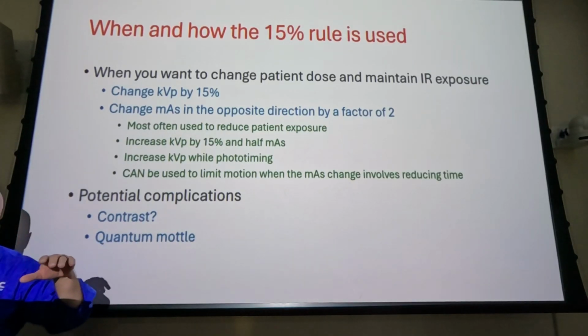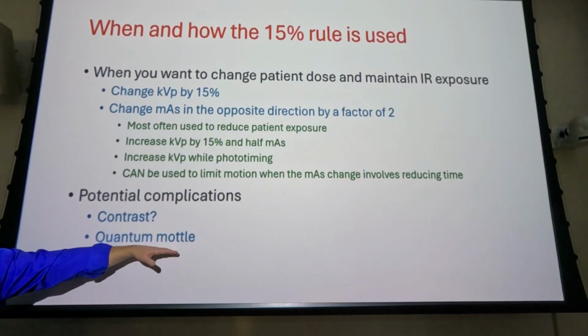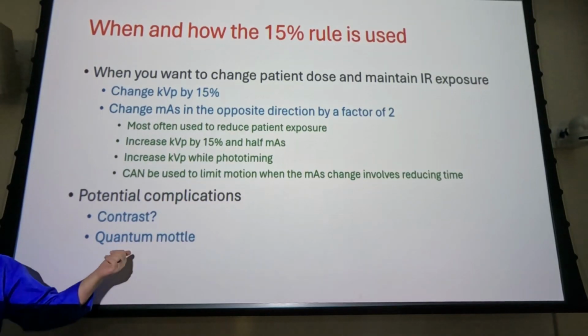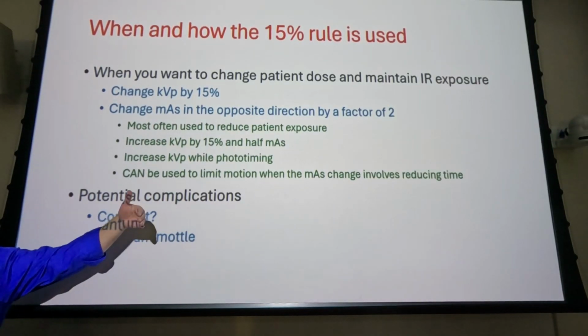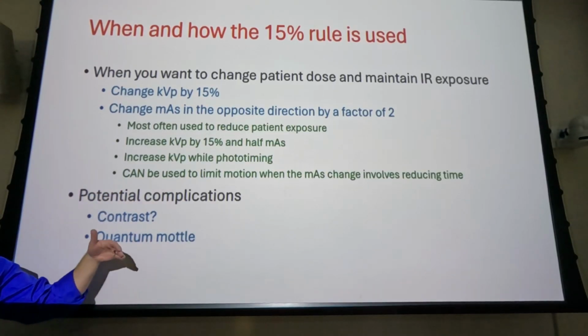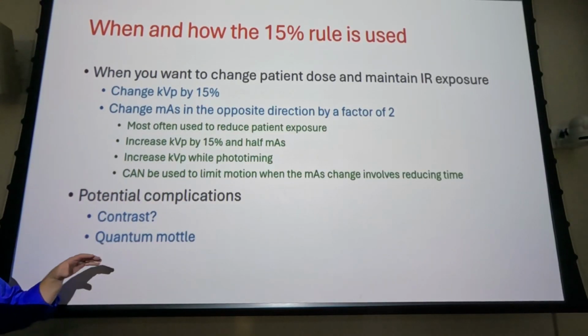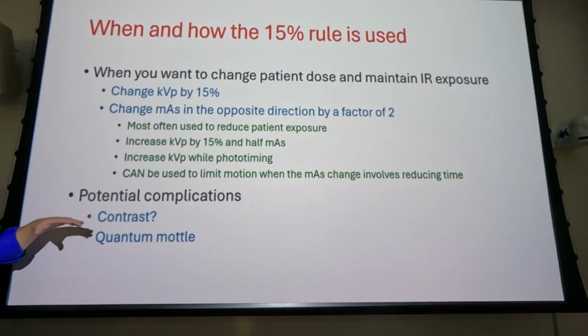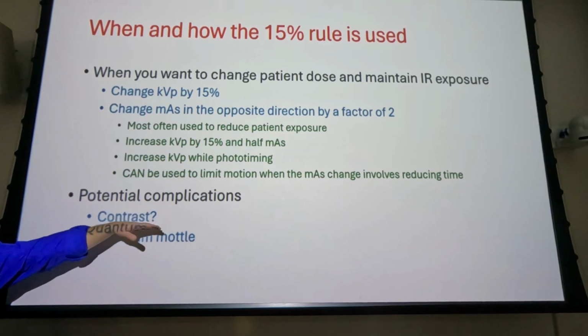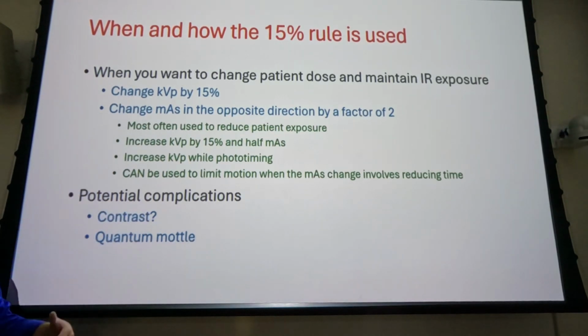Quantum mottle is a speckly appearance on the image because you don't have enough mass. So if you increase your kVp enough, you can get a mottled, speckly-looking appearance. That's what that is. The potential hazard is that if your kVp gets high enough and your mAs gets low enough, then you could introduce quantum mottle. If you factor in inherent inconsistencies of low mAs values in your timer circuit, it can even make it worse.